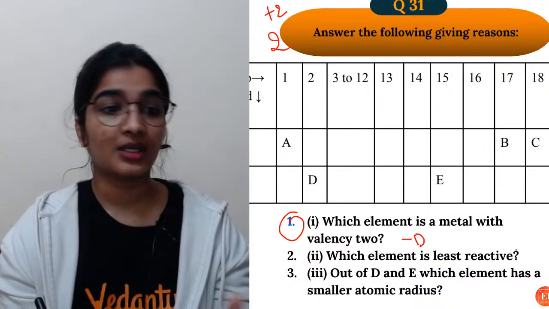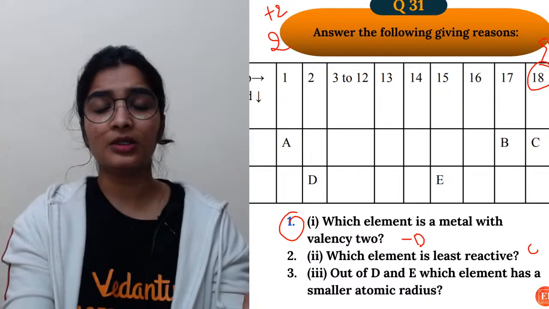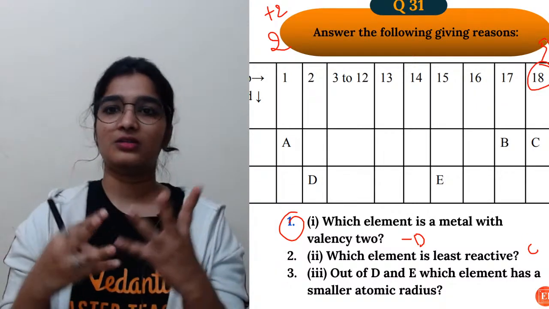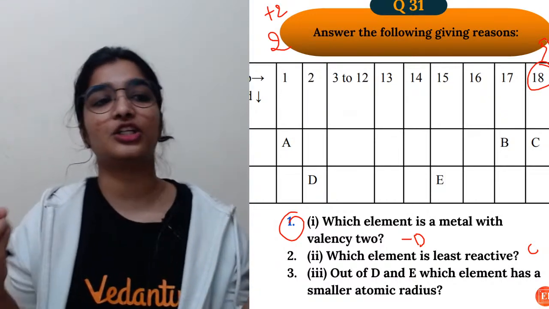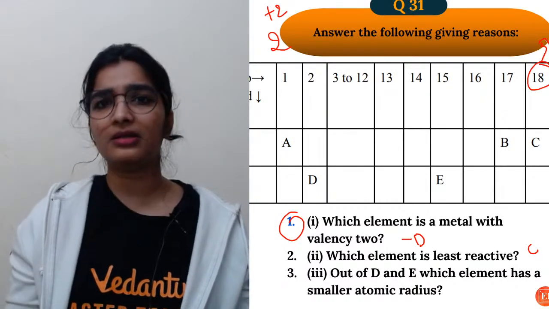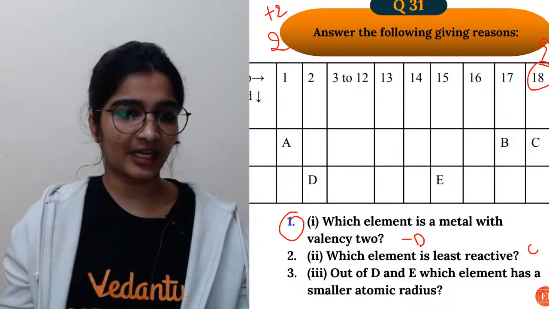I haven't seen you. C. Why? Because it belongs to 18th group. So it has 8 electrons or maybe 2 electrons, duplet configuration or octet configuration, which makes it stable. It doesn't have to react. Right? Okay.